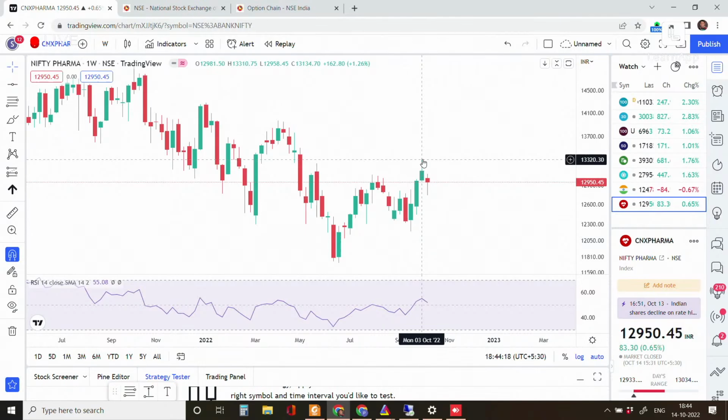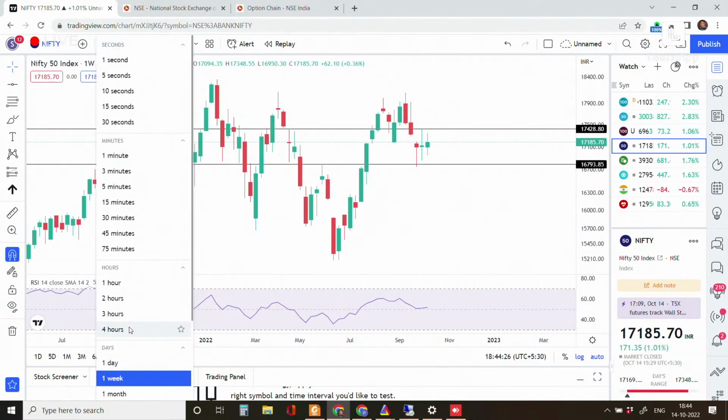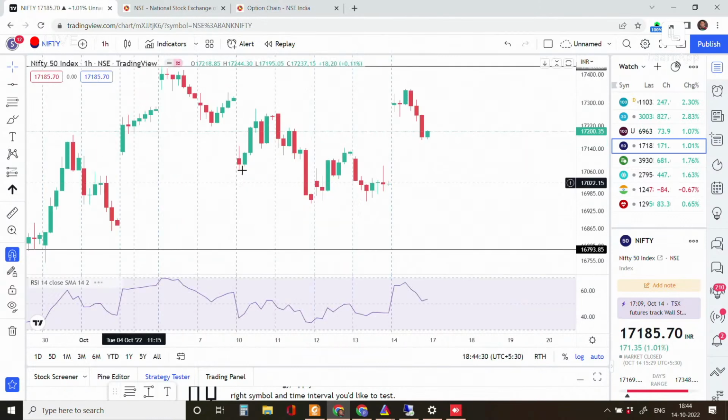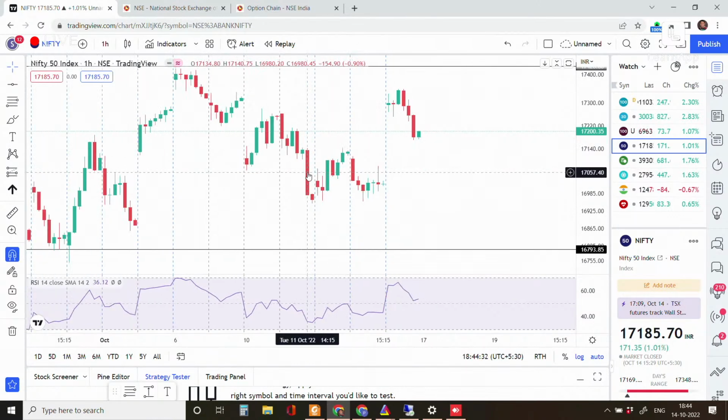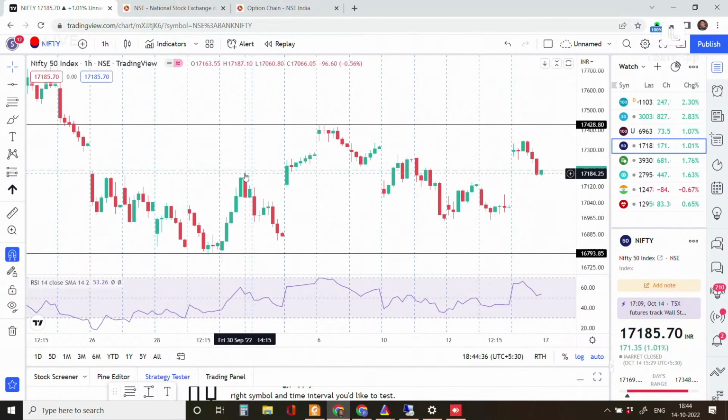Now, before I leave, I want to show you one thing on the Nifty chart. Let's do some super micro level analysis. I'll go to the hourly chart of Nifty. 17,200 is a very nice level. The next level is 17,000. So this is the 17,200 level.